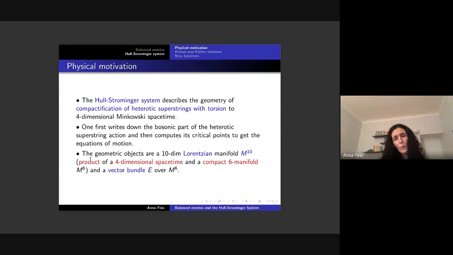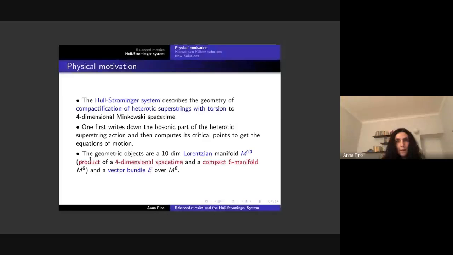And what we can do is, in some sense, to set to zero the fermionic part and only write down at the beginning the bosonic part. Then one writes first the bosonic part of the heterotic superstring action, and then computes its critical points to get the equations of motion. But we will see that in fact, with the Hull-Strominger system, we only get part of the equations of motion. We need an extra condition that I will explain later to have all the equations of motion. And also I want to say what the bosonic fields are.